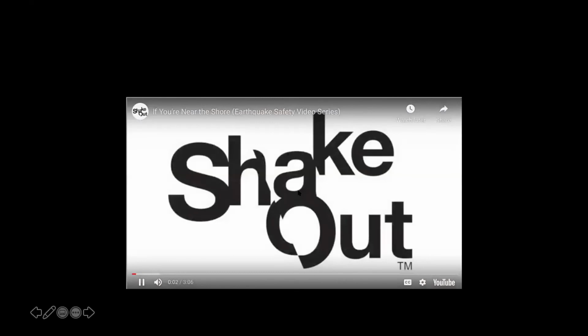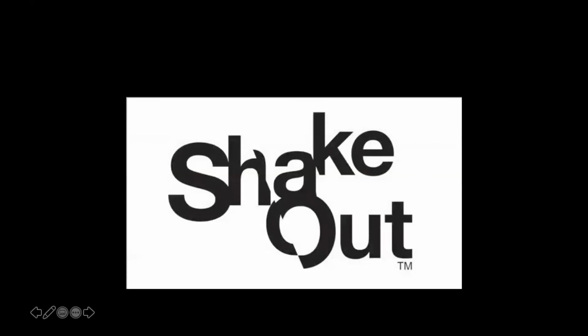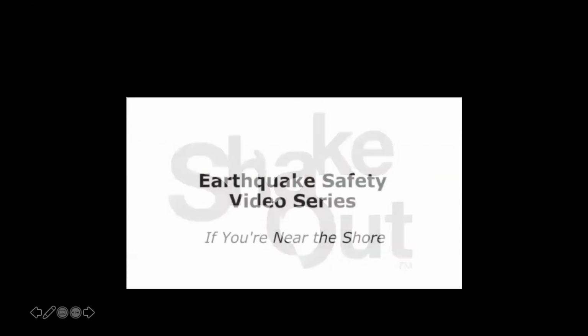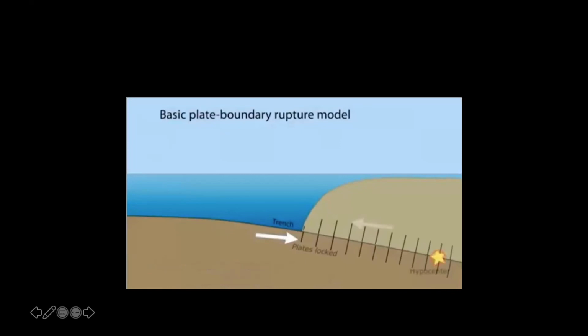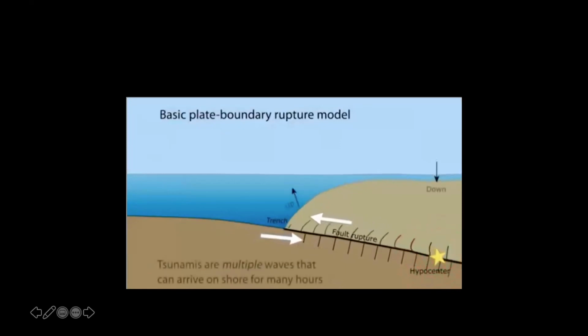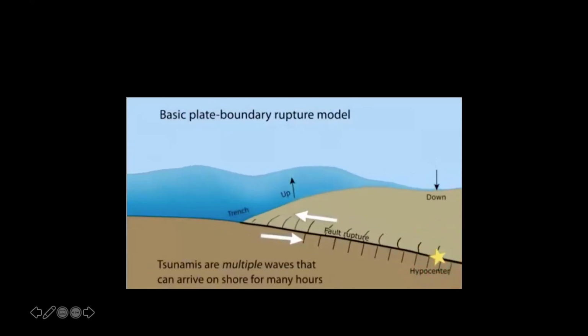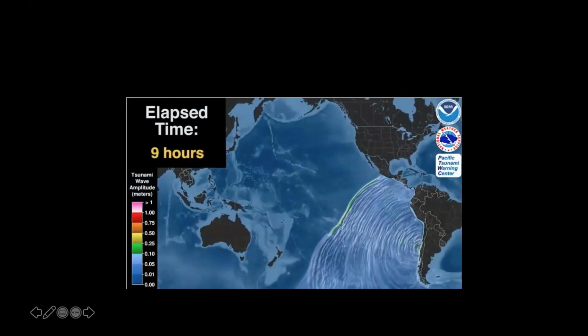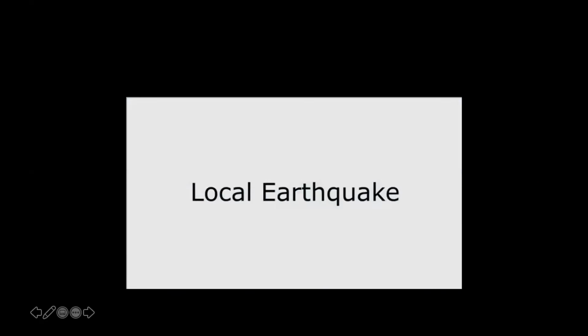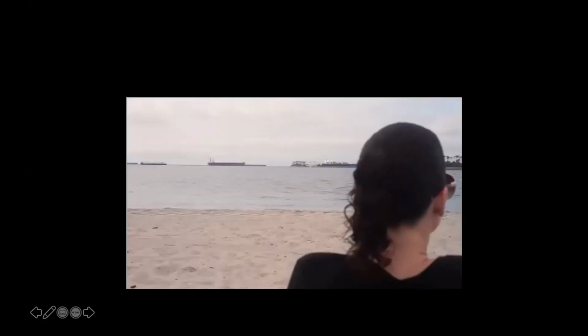Great ShakeOut earthquake drills encourage you to practice how to protect yourself during an earthquake. Let's learn what to do when you're near the shore. Along the shore of the ocean, you are at risk for a tsunami. Tsunamis are most often created by large undersea earthquakes or landslides that shift the water up or down, sending out waves in all directions. When these earthquakes are far away, there can be several hours before waves arrive. But when large earthquakes happen just offshore of your location, waves may arrive in a few minutes.